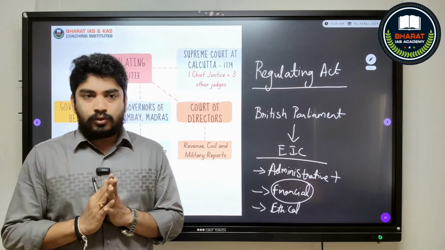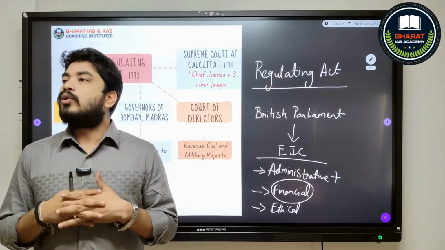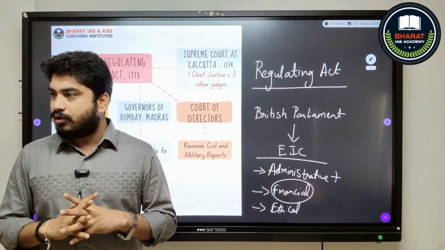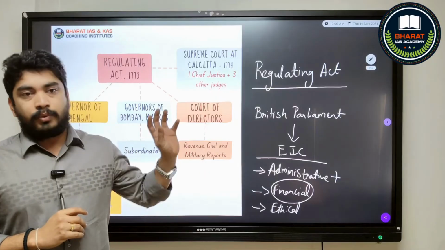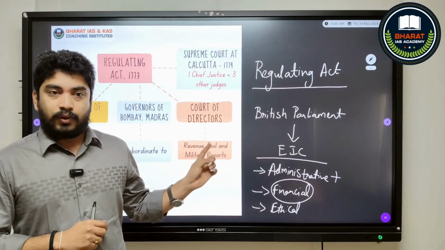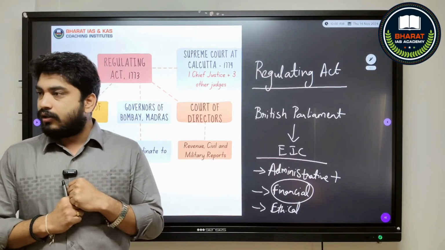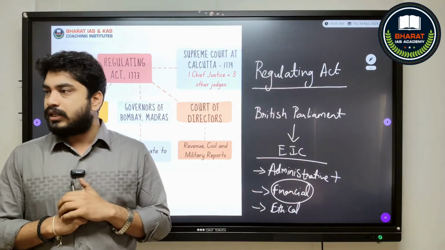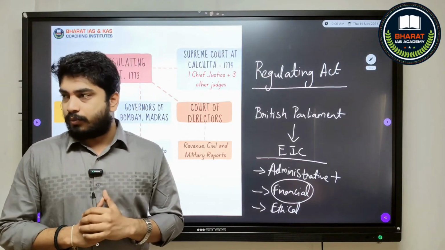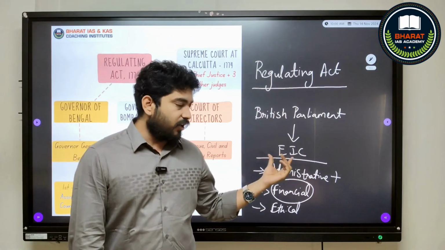Apart from this, there was also a provision which appointed something called the Court of Directors, which had to report about the revenue and military affairs of the East India Company to the British Parliament, along with one more clause saying that the East India Company could only take 6% of its dividends, the profits, for its expenses, until and unless it was repaying the loan to the British government. So these were some of the restrictions imposed on the East India Company.